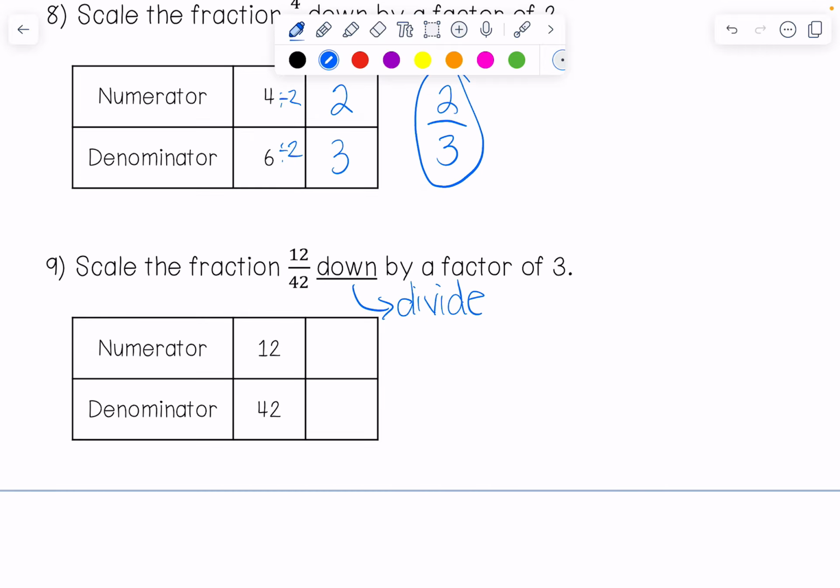And 12/42, if I scale that down by a factor of 3, again, I'm going to divide each of these by 3. 12 divided by 3 is going to be 4. 42 divided by 3 is going to be 14. And so I'm going to end up with 4/14.